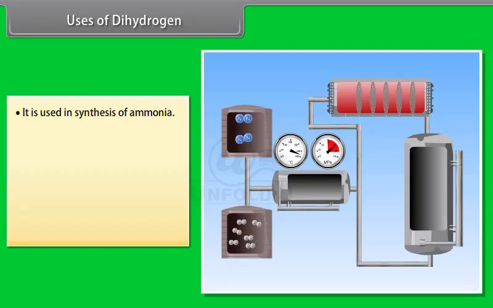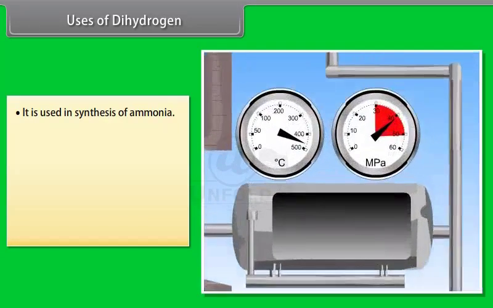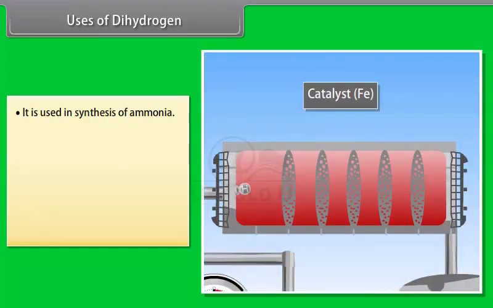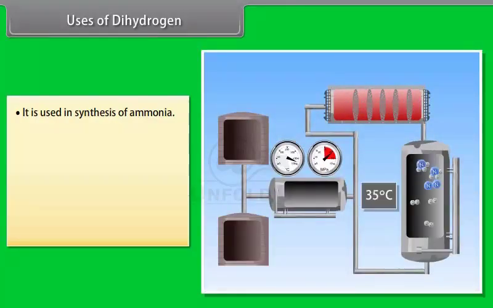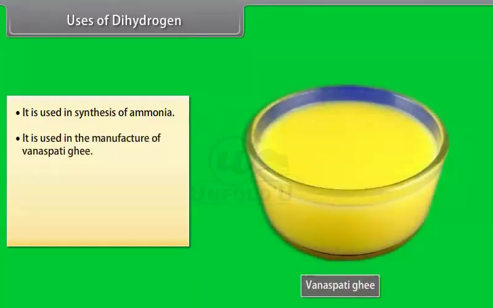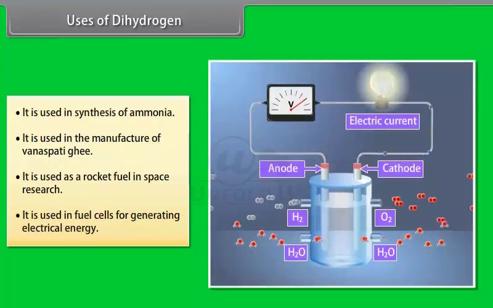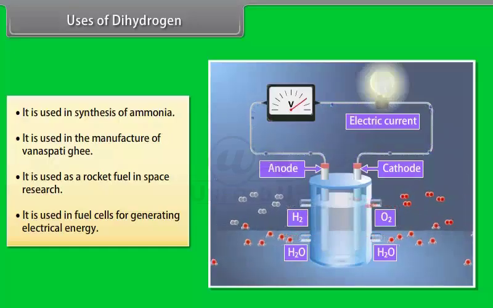Uses of dihydrogen. It is used in synthesis of ammonia. Nitrogen and hydrogen are passed to a heater, where these are heated up to a certain temperature. After that, they are compressed and then passed to a reactor, where the reaction takes place. After that, the mixture is passed to a waste heat boiler, from which ammonia is cooled and then stored, and nitrogen and hydrogen are recycled. It is used in the manufacture of Vanaspati ghee. It is used as a rocket fuel in space research. It is used in fuel cells for generating electrical energy.